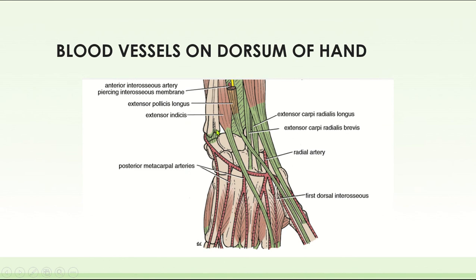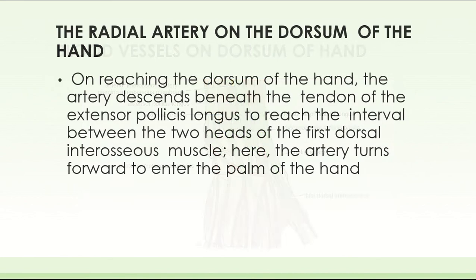Now we will study about the blood vessels on the dorsum of hand. So we see that radial artery is present here, and it then gives metacarpal arteries and further digital arteries. So the radial artery, on reaching the dorsum of the hand, descends beneath the tendon of the extensor pollicis longus to reach the interval between the two heads of the first dorsal interosseous muscle. Here the artery turns forward to enter the palm of the hand.